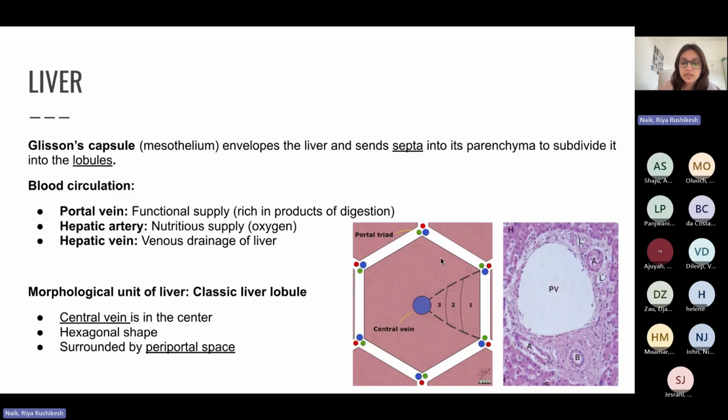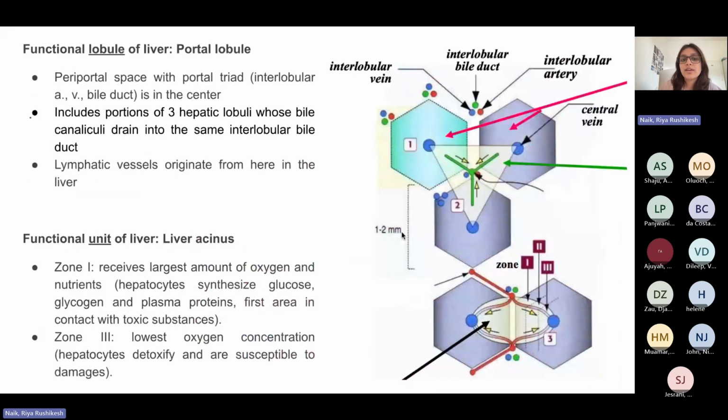So there is something called a classic liver lobule, which is classified as a functional unit of the liver. Okay, so this hexagonal shaped structure, which you can see here, that is the functional lobule of the liver, and it has a central vein, and it is surrounded by the white space which you see here. That is the periportal space. So it is surrounded by this. Next, we have something called the portal lobule.